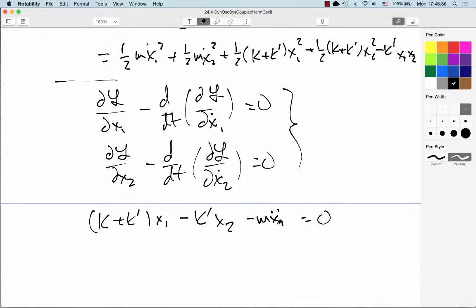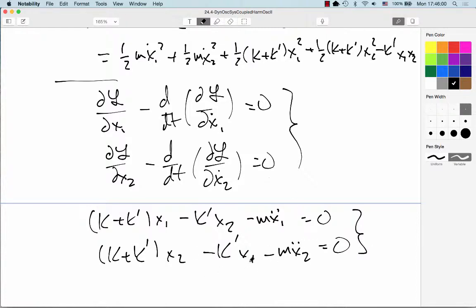And then for x2, I've got an x2 here, bring down the 2, cancel the half, so it'll give me (k plus k prime) x2. Then here, differentiate with respect to x2, I'll be left with an x1, minus k prime x1. And then this will give me minus m x2 double dot equals 0. So you can see this is a coupled system.